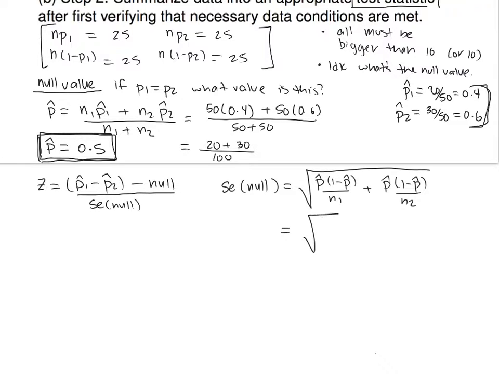Okay, so let's find that in this case. Our p hat was 0.5, right? So that's 0.5 times 1 minus 0.5. Our n1 is 50. And our n2 was also 50. So how about you get me a decimal for what that is? 0.005 for each. Okay, so when you add them together and root them, I got 0.1 exactly. Did you guys get 0.1 exactly? Okay.